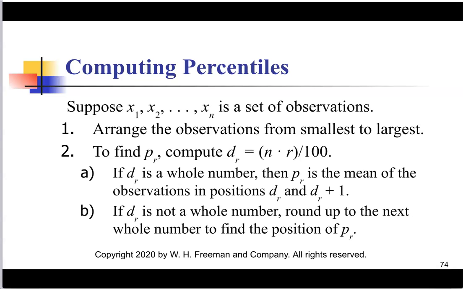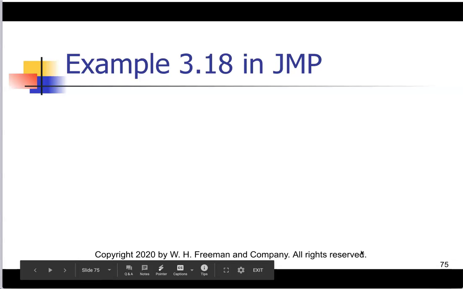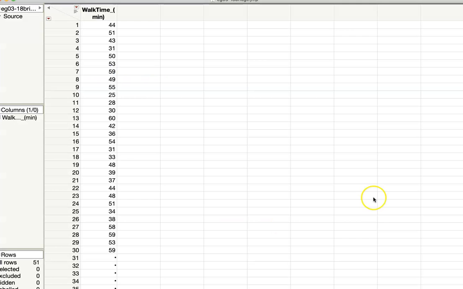If you end up with a whole number, then you're going to take that number and the next number and add them together and divide by 2 to get the mean value. If it's not a whole number, simply round up to the next whole number and find your position. So it's really just like finding Q1 and Q3, but here you have to do n times r divided by 100 to figure out the position that you're going to go to. So I'm going to show you in JMP how to do this, as well as how we would get the answers for our homework.